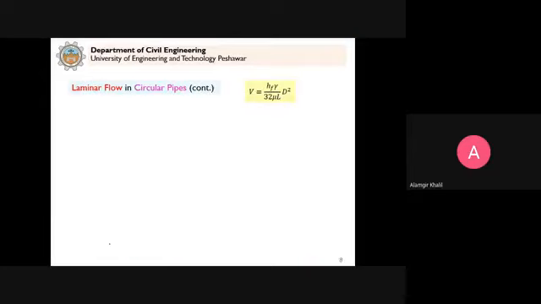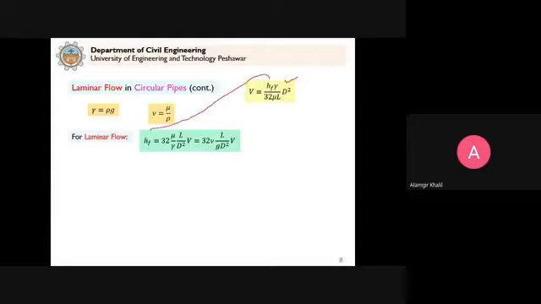So now we get this equation, V is equal to this factor given here. We already know that gamma is equal to rho into g, and kinematic viscosity is equal to dynamic viscosity by the density. So for laminar flow, if you bring hf here and want to calculate it, hf is now given by this expression. And this expression is known as the Hagen-Poiseuille law for laminar flow in tubes.